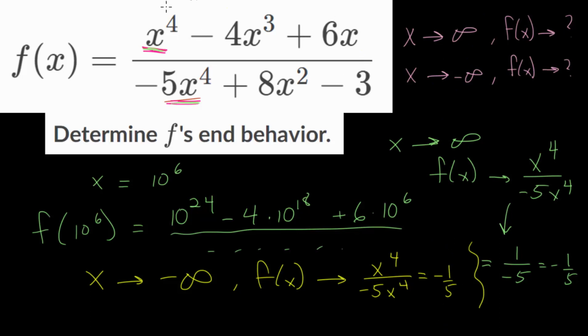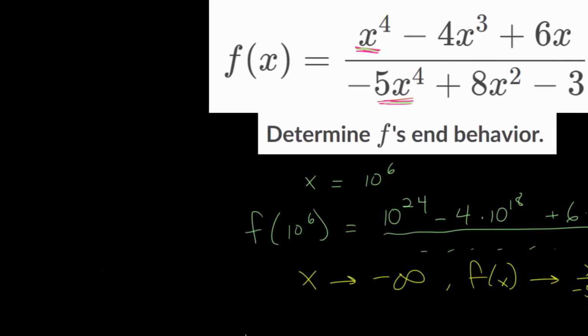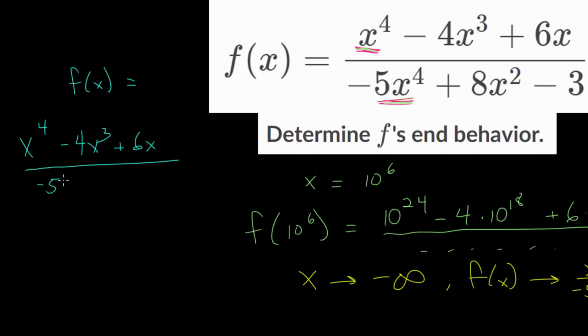Now, there is another way to approach this. We could take this rational function, and let me rewrite it, and I'll just write the expression, but we know that it's equal to f of x. We have x to the fourth minus 4x cubed plus 6x, and all of this is divided by minus 5x to the fourth plus 8x squared minus 3.